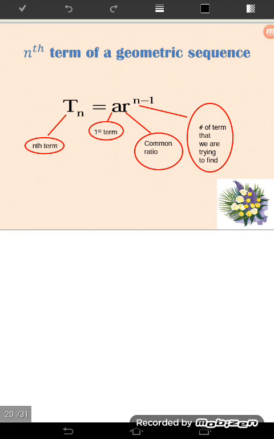Okay, so same as arithmetic. Arithmetic dia ada Tn. So geometric also has Tn. So Tn ni is any term. Okay, so formula for any term is equal to A times by common ratio R power of n minus 1. So ni n tolak 1. Bukan R power of n, lepas tu tolak 1. So R power of n minus 1. Okay. So A first term, R common ratio, n is term that we are trying to find. Okay, nth term.